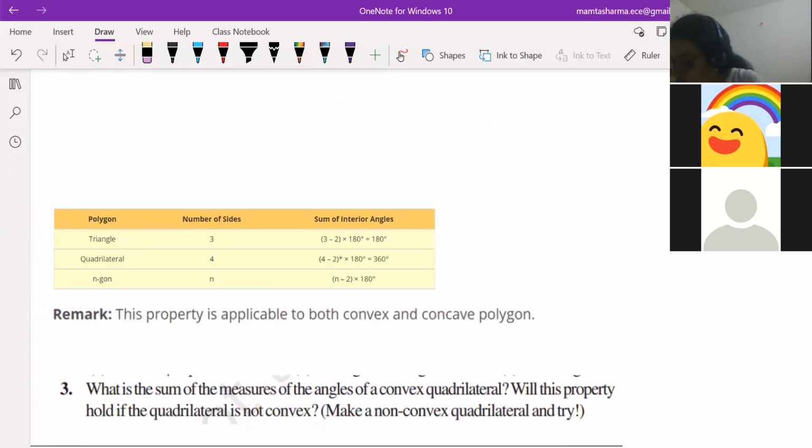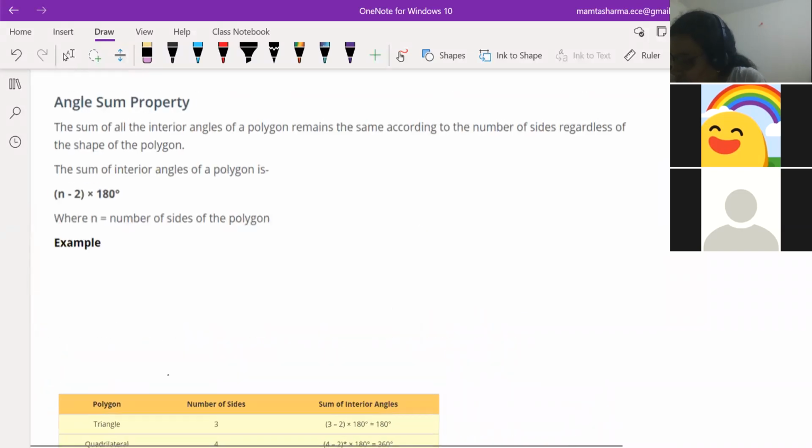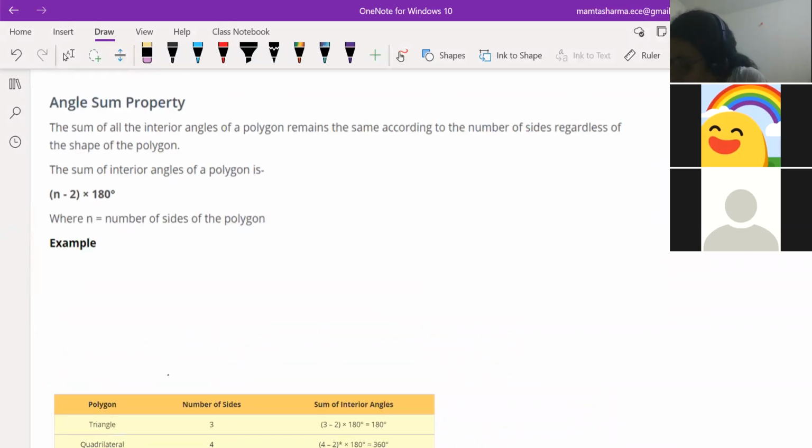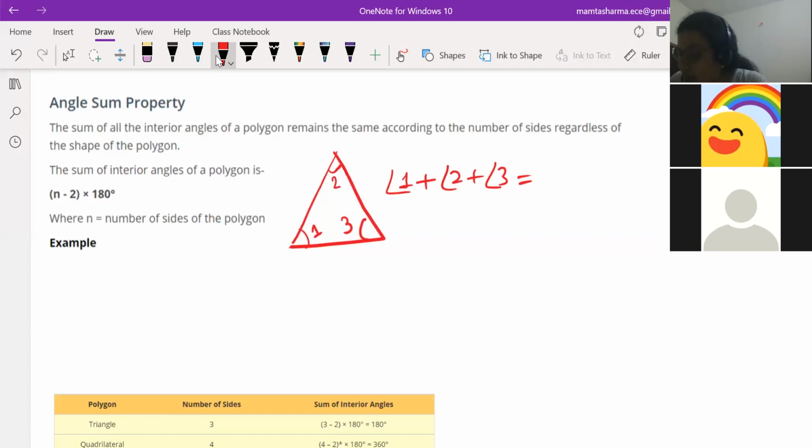See, if I draw a triangle, let me select the pen. Now tell me what will be the sum of the total angles in this triangle. If I say this is angle 1, this is angle 2, this is angle 3, what will be the sum of the total angles? The sum of angle 1, angle 2 plus angle 3 in a triangle.